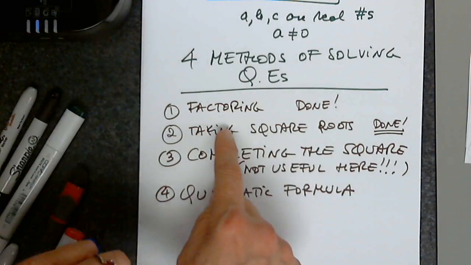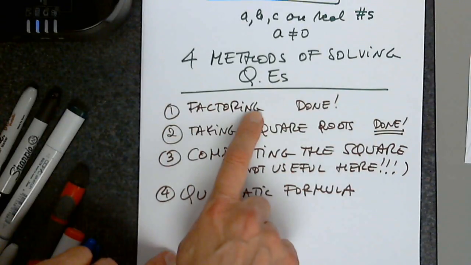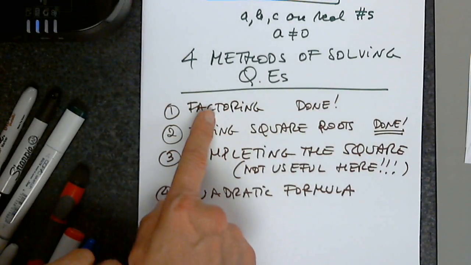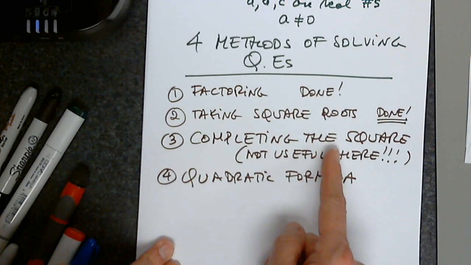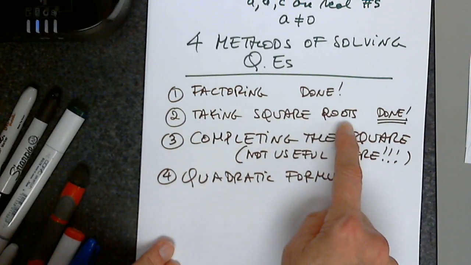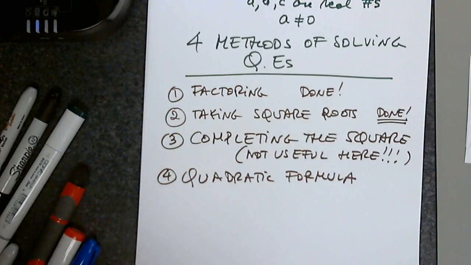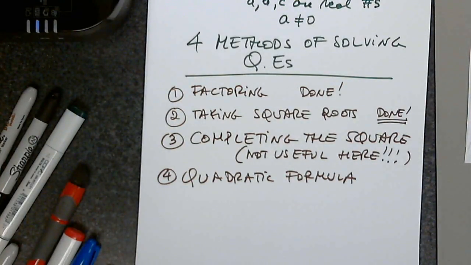Sometimes polynomials are not factorable, so I cannot use this. If it takes too long, I'll apply the quadratic formula. This one, never. This one, in specific cases only. So we do need to know all four methods.